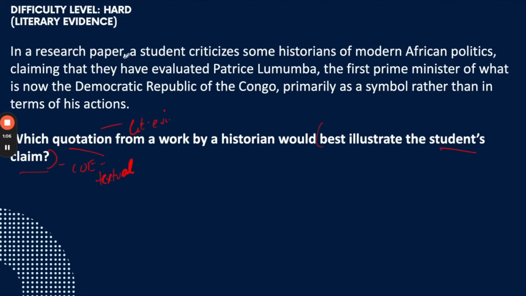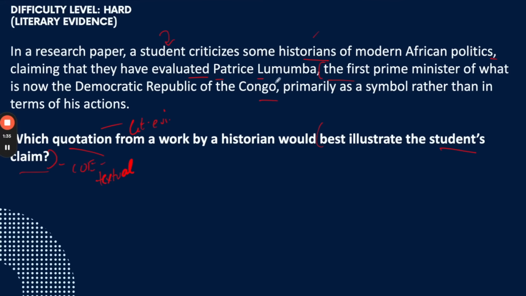In a research paper, a student criticizes some historians of modern African politics. So this is about a research paper where a student is criticizing some historians. And what is it about? Let's read ahead. Claiming that they have evaluated PL. So it's about these historians' evaluation of PL. Who is this PL? The first prime minister of what is now the Democratic Republic of the Congo.